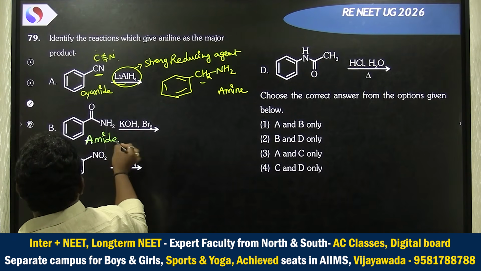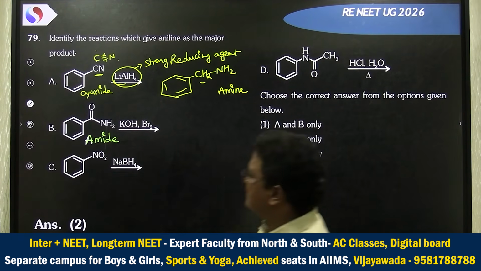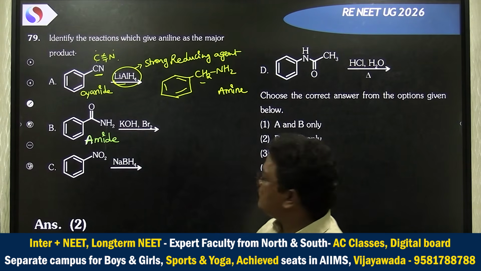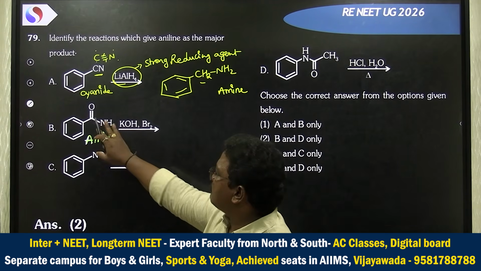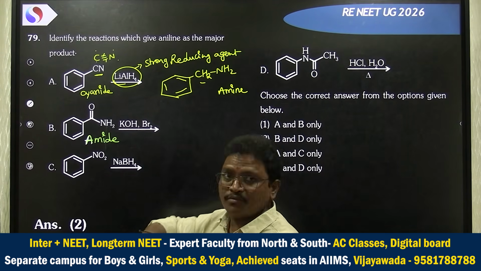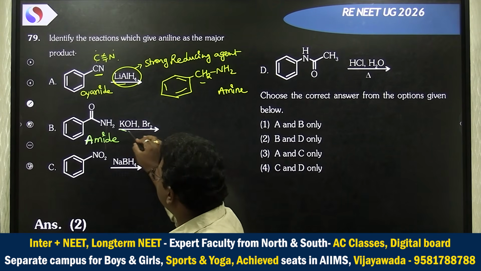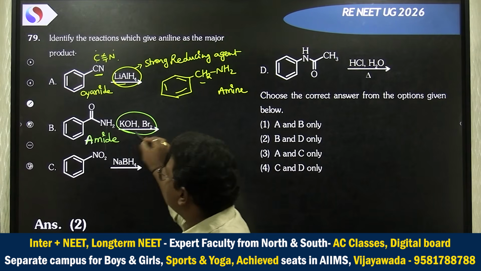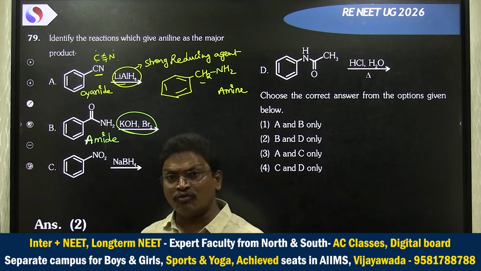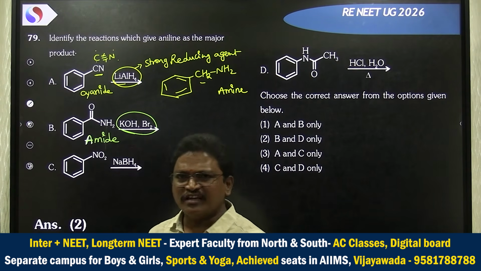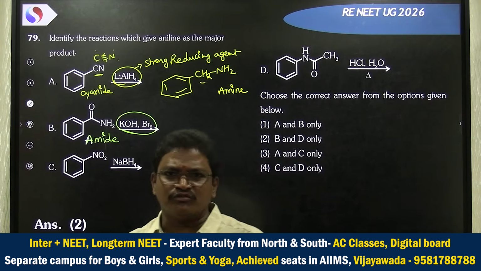Amide is the functional group. This is benzamide. Benzene మీద CONH2 group ఉంది కాబట్టి benzamide అన్నాం. Benzamide treated with bromine and KOH. దాన్ని చూస్తే మీకు ఏమనిపిస్తుంది? ఇది ఒక named reaction గుర్తు వస్తుందా?